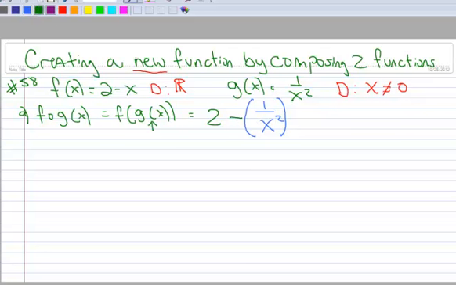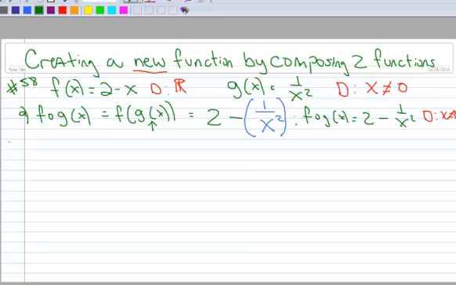So if we wanted to finish this up, we could say f composed with g at x equals 2 minus 1 over x squared. Now let's evaluate the domain of this new function. Okay, so the new function, look, it has a rational piece right here, and we know that we can't have 0 in the denominator, so x can't be 0 right there.